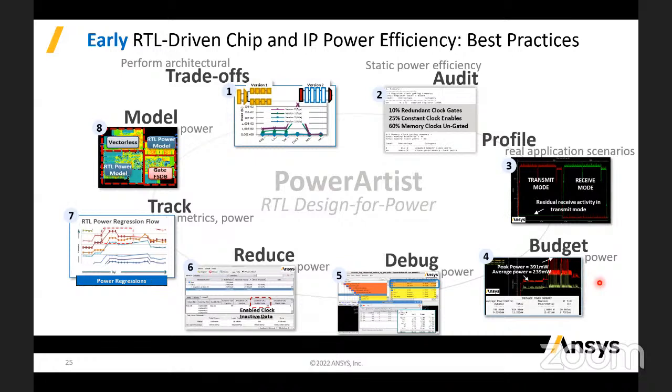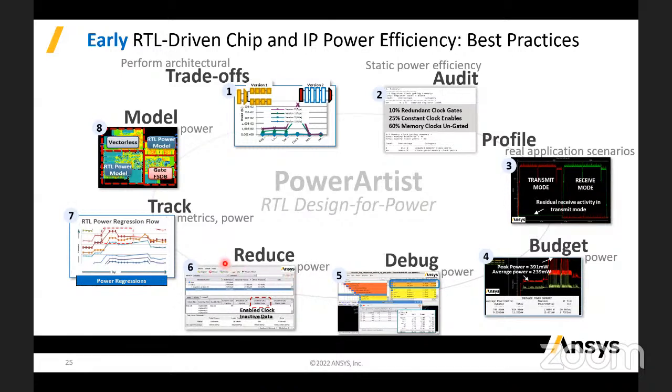The fourth best practice is to always budget your power. So look at what is the peak power and what is the average power for your design, for your various operating modes, simulate them with PowerArtist, get the power numbers, and then cross-check those against your budget. If you find that your powers are exceeding your budget, you can use the PowerArtist schematic GUI to debug the power, drill down to the details, and identify where the power hotspots are coming from. Once you debug that, you can then look at how to reduce the power consumption.